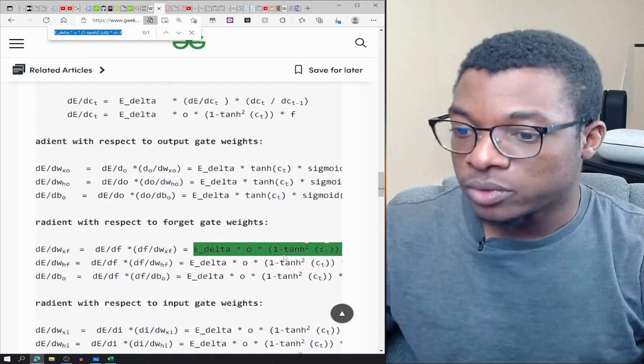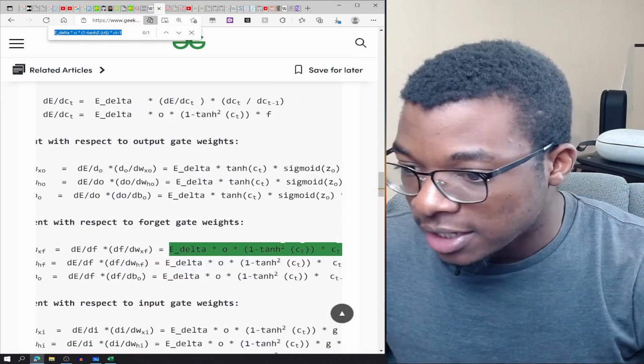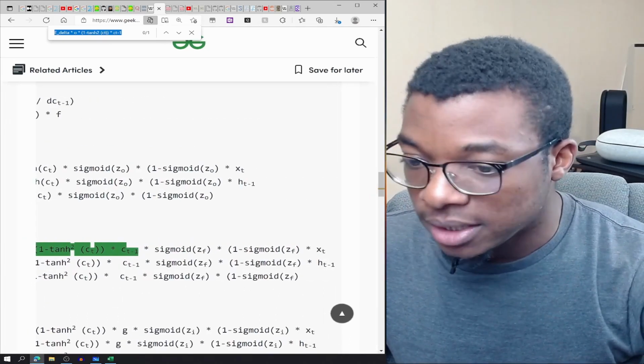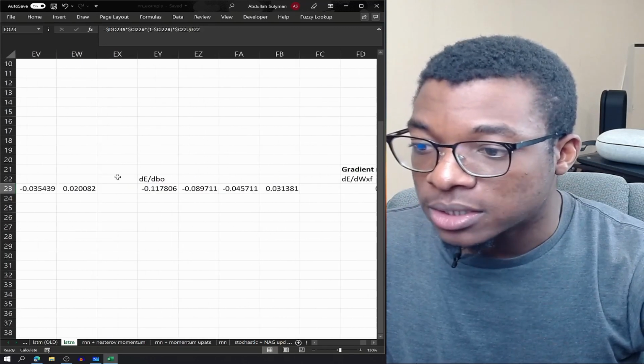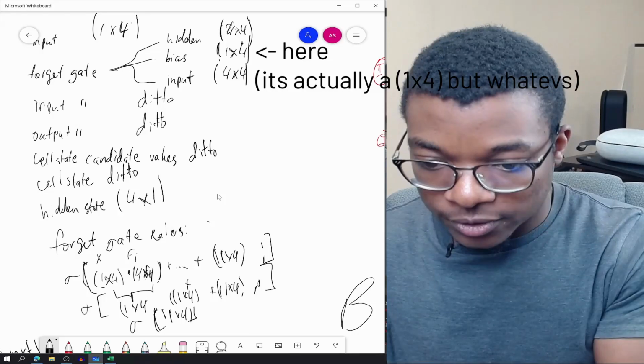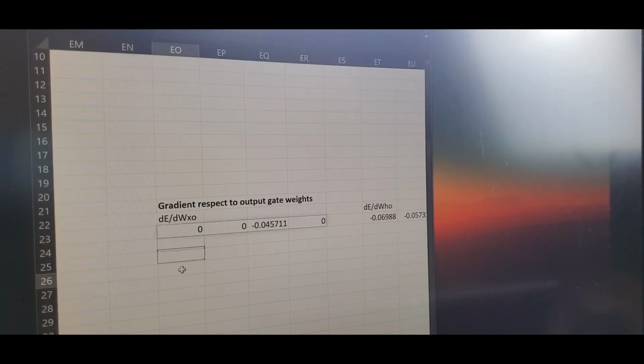For anyone who really wants to know what I've done here, E delta times O times, like this statement here, has to be a 4x1 because it directly influences the bias. Remember, the bias is a 4x1 matrix, right? So right here, bias is 4x1. Remember, the only time we do matrix multiplication is when we're multiplying by either x or ht. That means that this here is matrix multiplication.